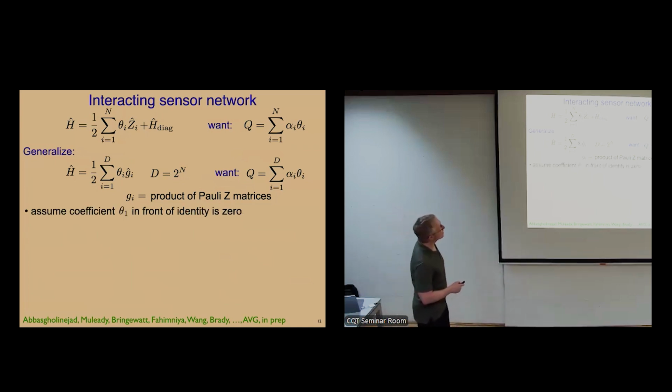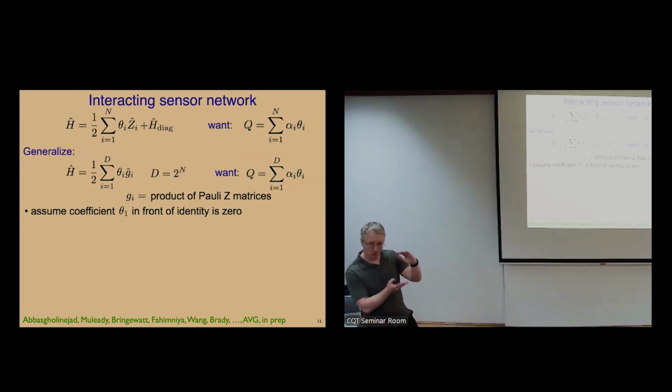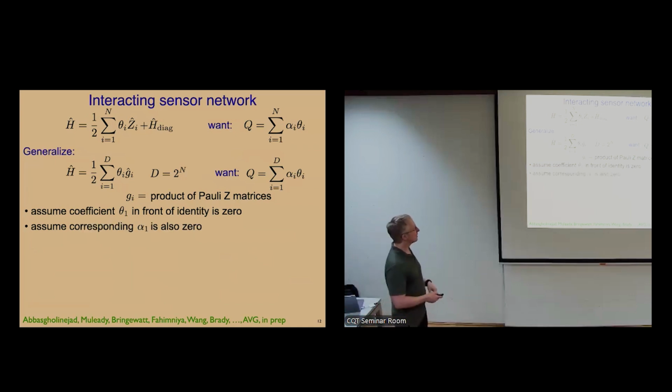Okay. So first I'm going to assume that the coefficient theta1 in front of identity is 0. So I assume that G1 is identity, and the theta1 in front of identity is 0. The reason I'm going to do this is because I will never be able to measure the coefficient in front of identity. I mean, it's just an overall shift. It's not measurable.